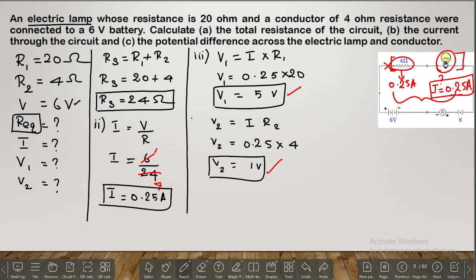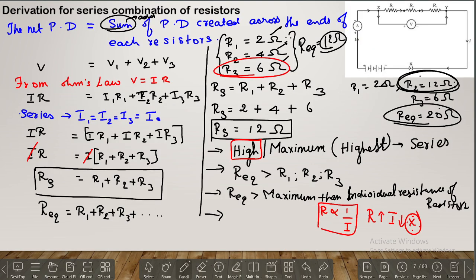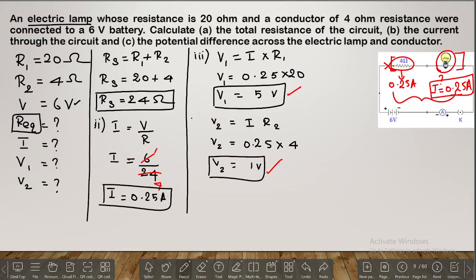In the starting itself, for the derivation of series combination of resistors, I said that net potential difference will be equal to the sum of potential difference created across the ends of each resistor. So here there are totally two resistors. Clear? So you can write the formula V is equal to V1 plus V2. What is the value of V1? We calculated 5. And what is the value of V2? We calculated 1. So V is equal to 5 plus 1, which is 6 volt.